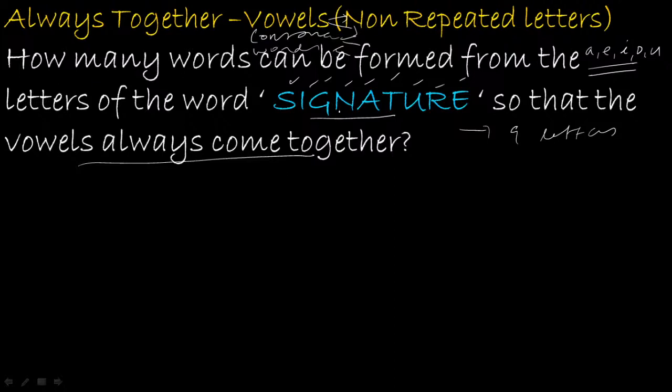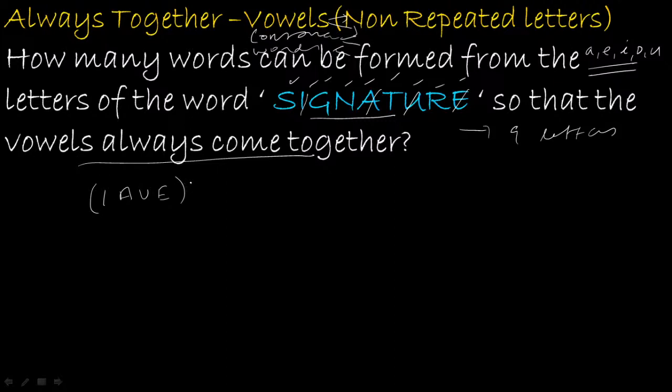So in the word vowels, look at the vowels. Here the vowels are I, A, U and E. So I, A, U, E. By taking these vowels as one letter, that is, the given word's vowels can be treated as a one letter.